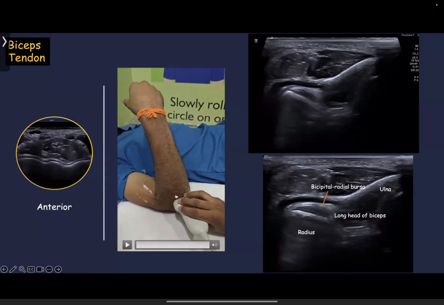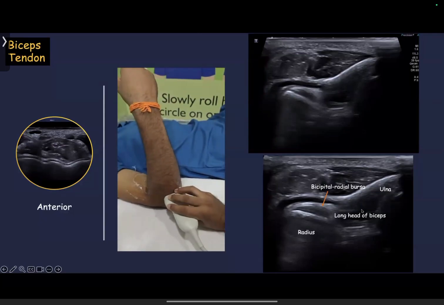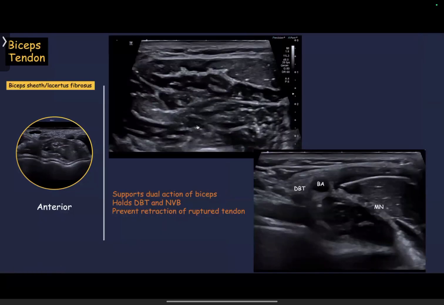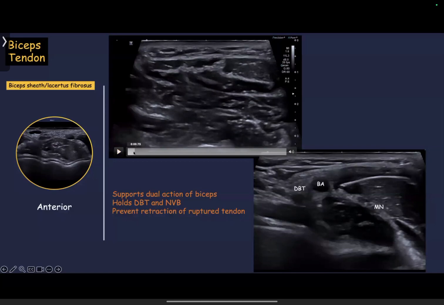This cobra position is very important to give an injection along the biceps tendon. So we'll just approach from this end and we'll put our needle here. Yeah. I have already discussed this thing, the lacertus fibrosus. It is a very important structure. So I'll just stop here.